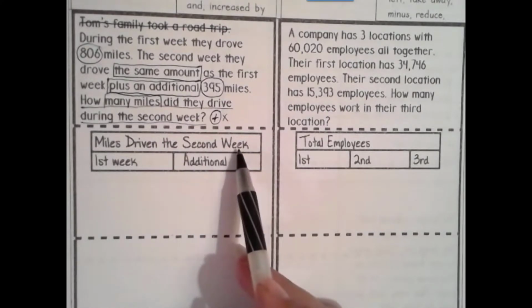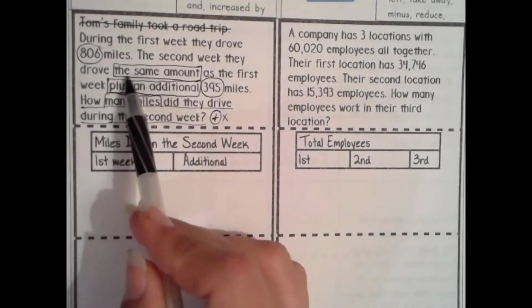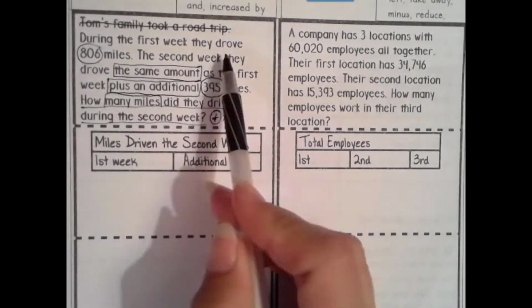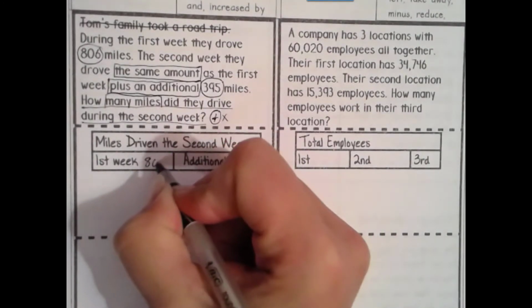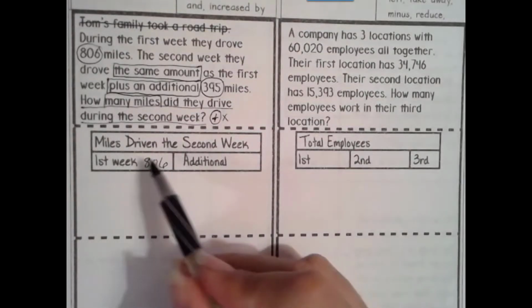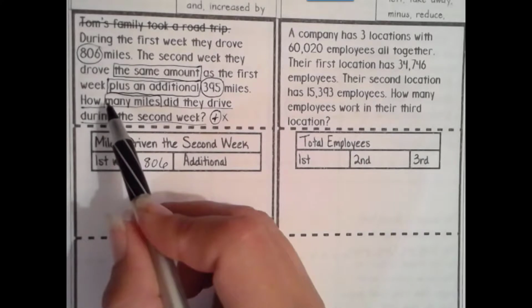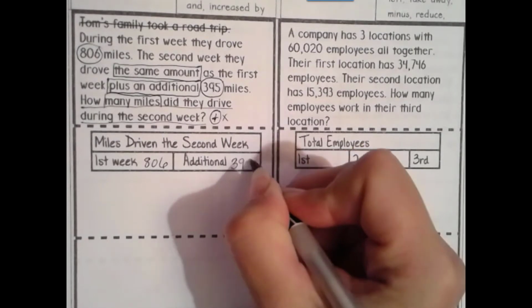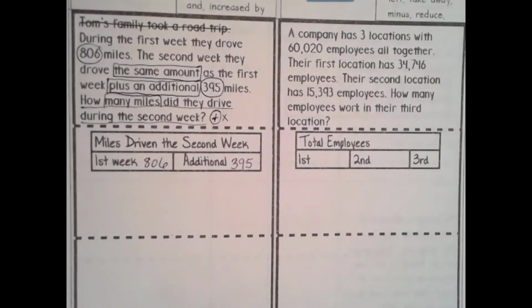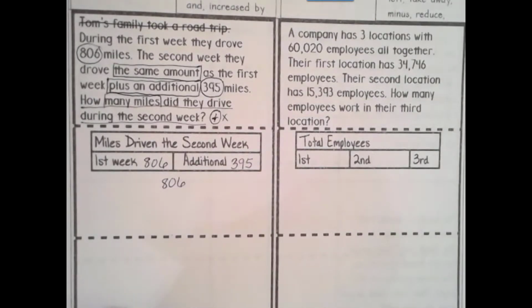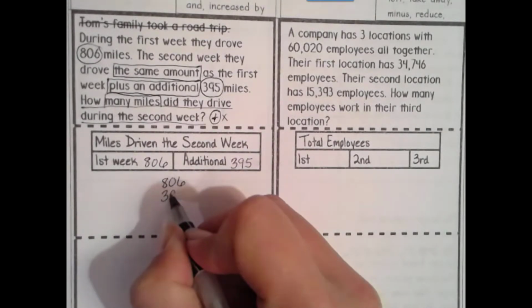Miles driven the second week. Well, this says the second week they drove the same amount as the first week. Well, what did they drive the first week? During the first week they drove 806 miles. Miles driven, and then plus an additional 395 miles. So first we have to figure out what the first week was. And then this additional amount.